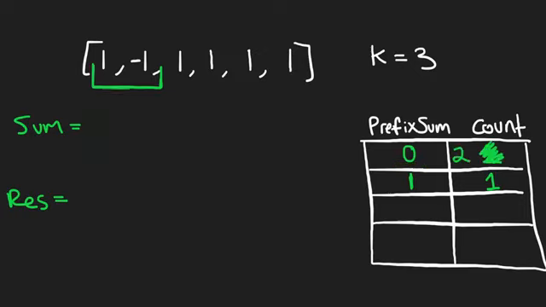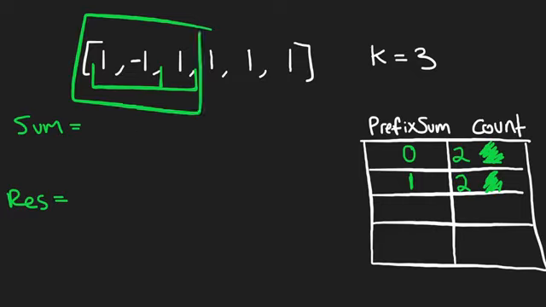And now we're going to add the third element to our sum. So now we're going to have a sum of 1. So we're going to take 1 minus the k value 3, -2. Does a -2 exist in our prefix map? Nope, it does not. But we can say that, okay, we computed a sum of 1 again, right? So now we can take the prefix sum of 1 and say that there's 2 different prefixes, this one and this one, that sum up to 1. And we're just going to continue.